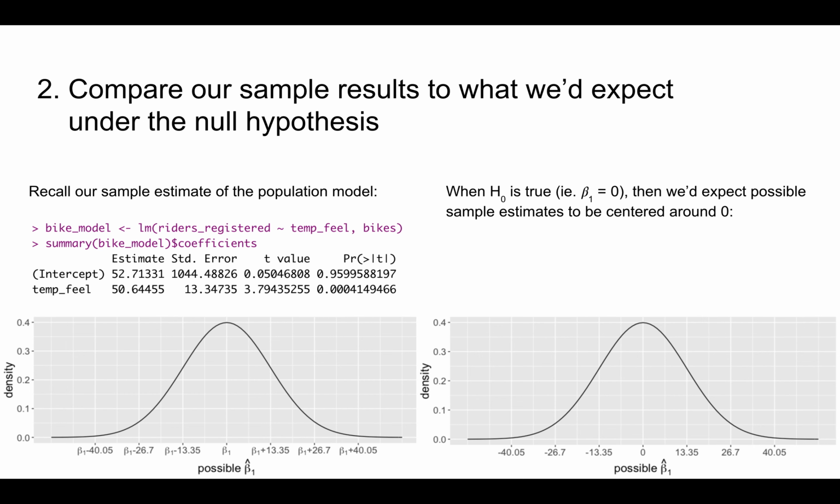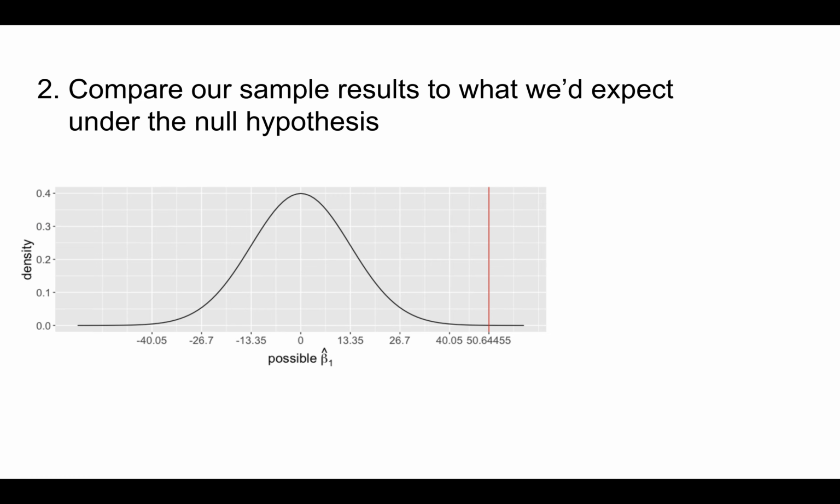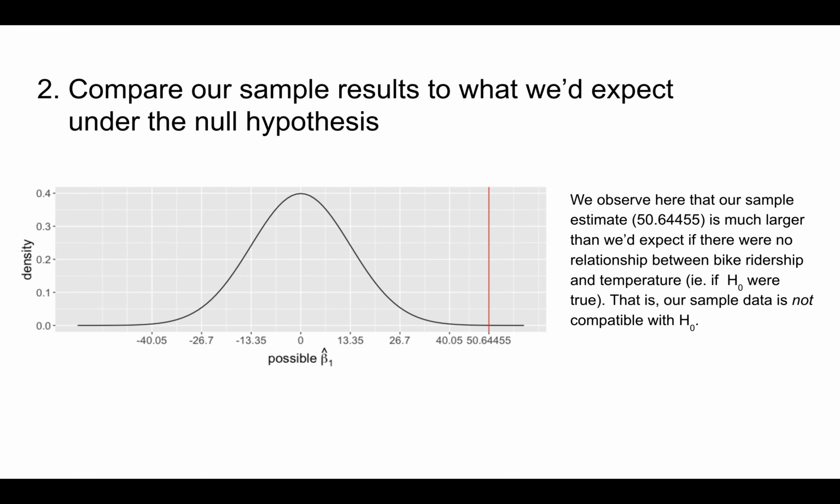Notice that within this hypothetical sampling distribution, under the null hypothesis, our sample temperature coefficient of 50.64455 falls way out in the tail. That is, our sample estimate is much larger than we would expect to see if in fact there were no relationship between bike ridership and temperature. That is, if the null hypothesis were actually true. Or another way to think about this, our sample data is not compatible with the null hypothesis.